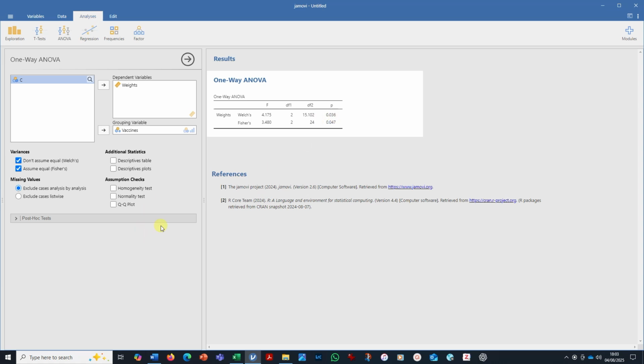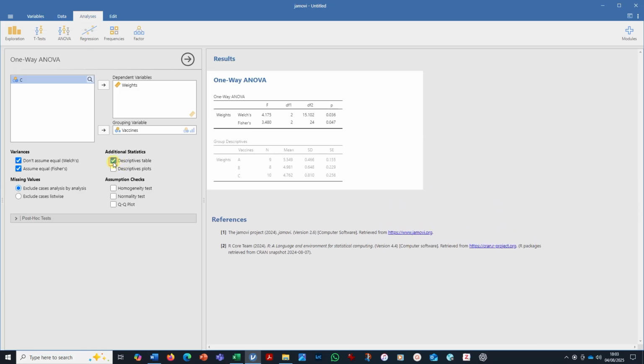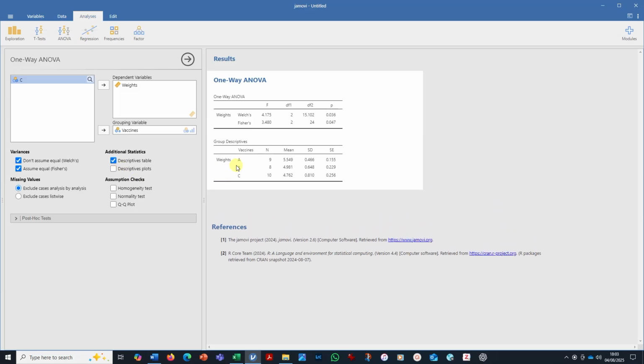So here, let's have a look at the descriptives table. That will give us our means and our standard deviations and standard errors. So here we've got A, B and C, and the mean is clearly highest for vaccine A, so they're growing fastest, and then lower for B and lower for C, and there's our associated variations with that.